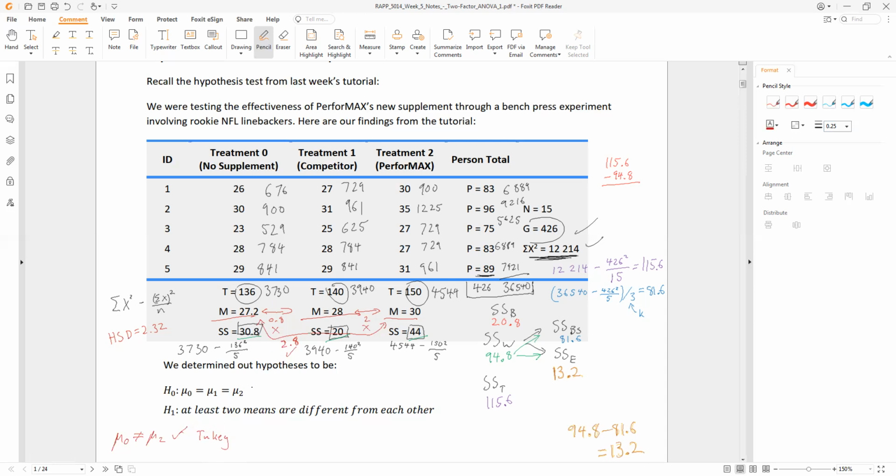The other ones, we cannot reject the null hypothesis. The null hypothesis is that they're equal. And so in those cases, we don't have enough evidence to reject. Mean 0 might be equal to mean 1. Mean 1 might be equal to mean 2. We don't have enough evidence to reject, but we do know that 0 is not equal to 2. Okay, so that's Tukey.